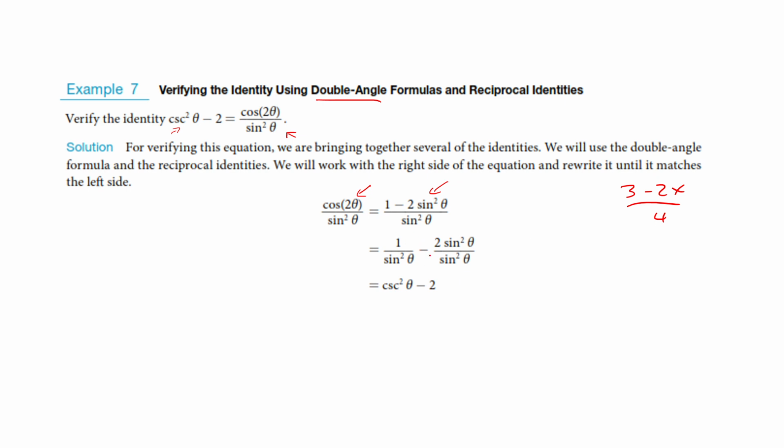Now, we've done our algebra. There's really no more algebra to do. Well, there's this. We could cancel that. Well, so we've canceled that. Let's do another substitution. 1 over sine squared is cosecant squared. And we've got minus 2 because we canceled the sine squareds, and we've done it. We've turned the right side into the left by just using a double angle formula.